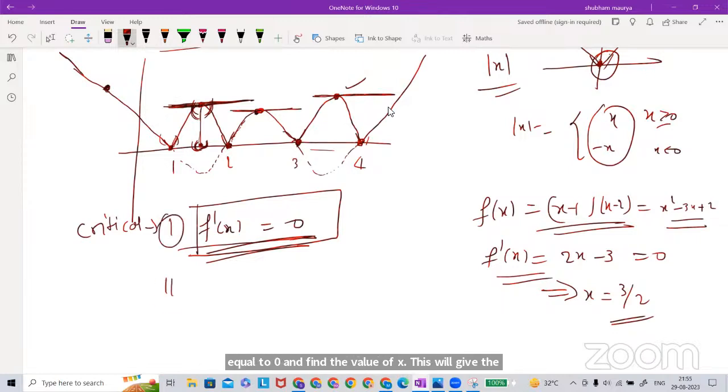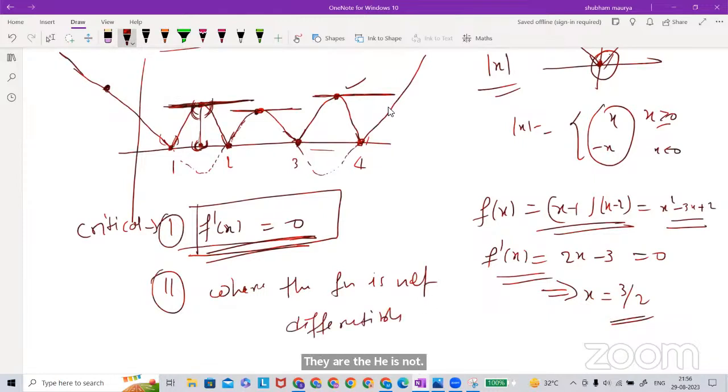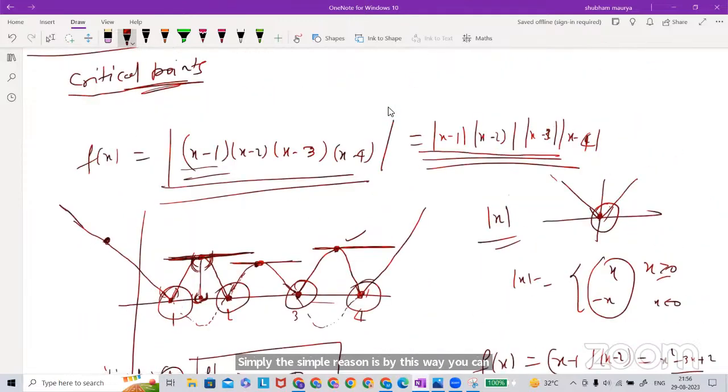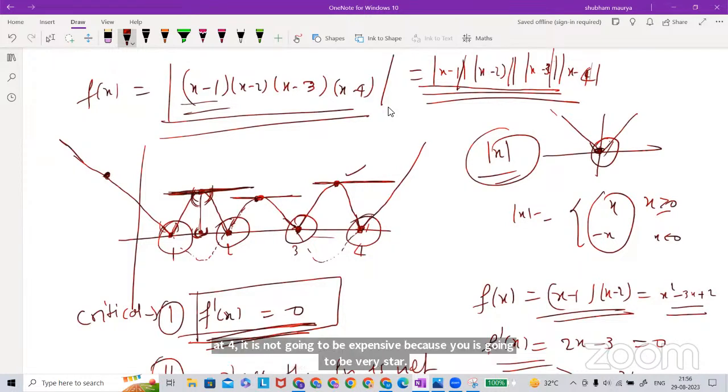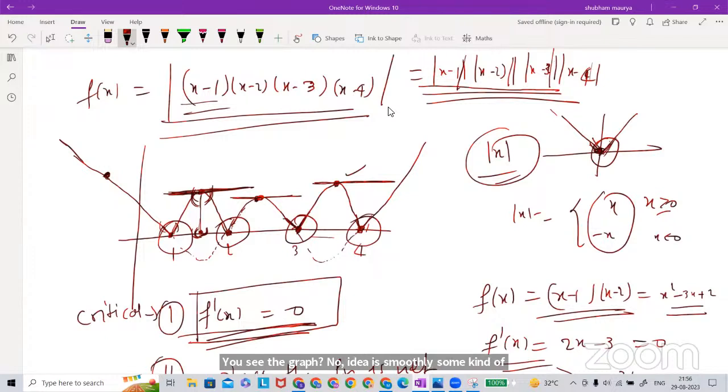This is one. And another is where the function is not differentiable. These points are there for a simple reason, you can think of it this way. We already know that mod is not differentiable at 0. So similarly at -1, 1, 2, 3, 4, it is not going to be differentiable, because it is going to be very sharp there. If you see the graph, it looks smooth, but it is actually very sharp, like the mod at 0. At 0 it behaves very sharply, and similarly this is also very sharp.